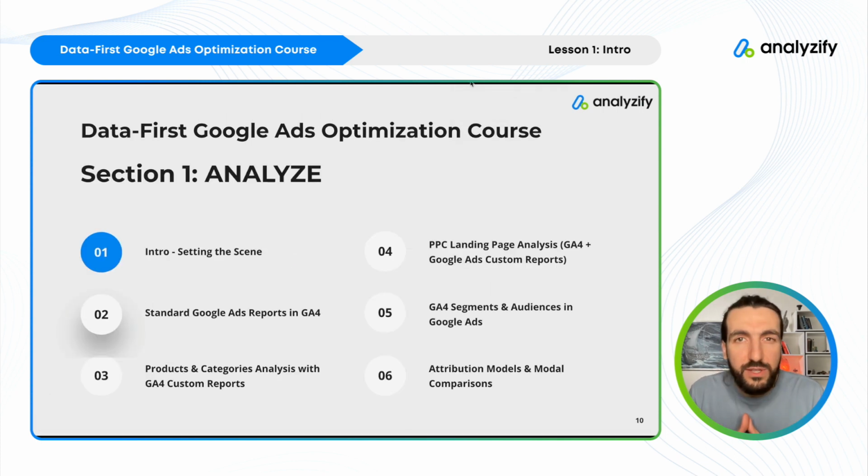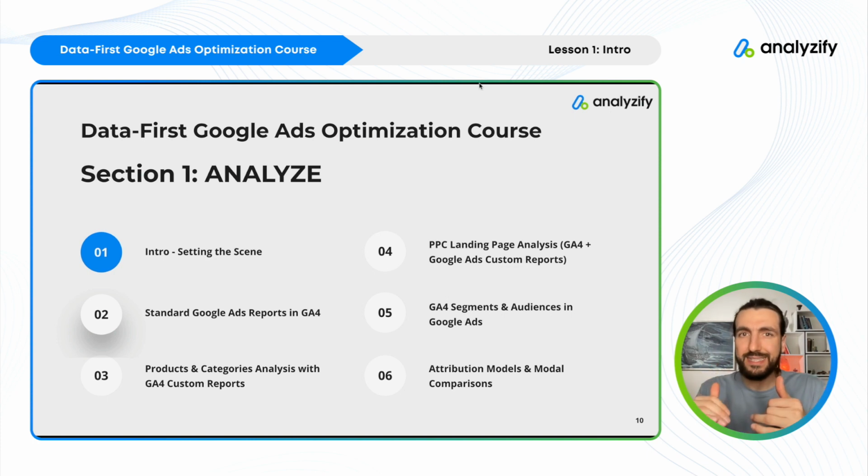Now quickly let's dive into the lesson plan. First lesson is obviously this one, intro. We are setting the scene now. We just made sure our data infrastructure is good. Then in the next lesson, we will check the standard Google Ads reports in GA4. GA4 offers a good amount of report sets. So we will check those and I will show you how you can analyze your ads using the standard reports. Then we will check the products and categories analysis within GA4 and also within Google Ads custom reports. We will do the same with the landing pages.